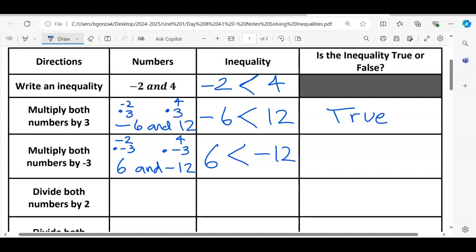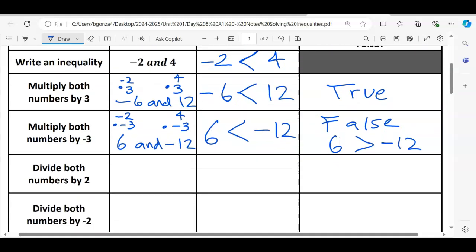And now here's the question. Is 6 less than, is 6 smaller than -12? Is a positive number smaller than a negative number? No, right? Does everyone know this? Okay. So 6 is not less than -12. That is false, right? False. So let's rewrite it correctly. 6 is actually greater than -12. Okay, opens up to the bigger one, points to the smaller one.